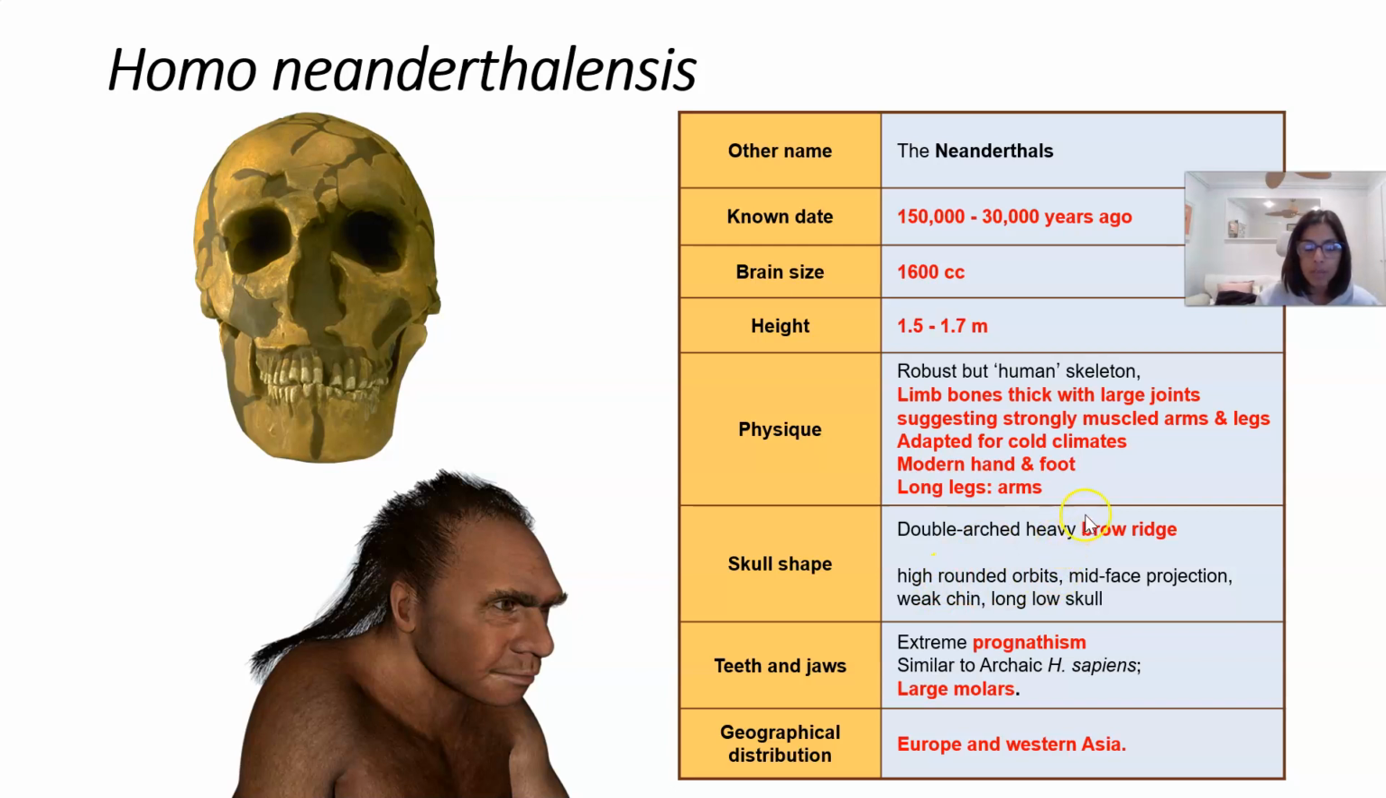Things to look at when we're looking at the skulls. Homo neanderthalensis had a very heavy brow ridge. And you can see in this mock-up artist impression of a Neanderthal, it's almost covering the eyes, depending on the angle you're looking at. And they were quite prognathic, so they had this quite protruding mouth.